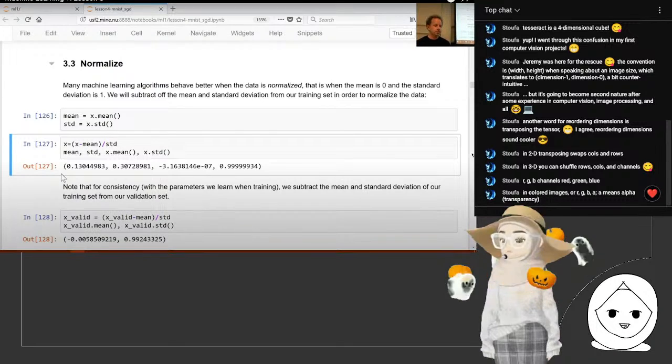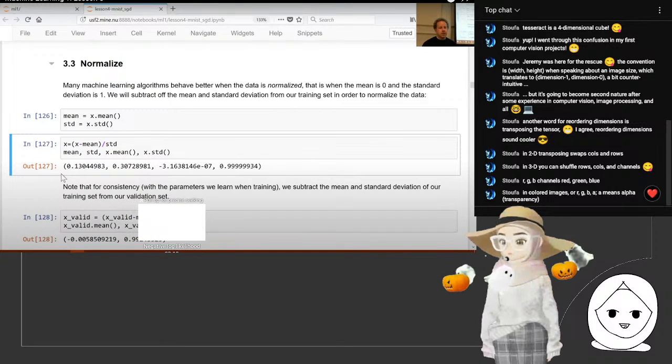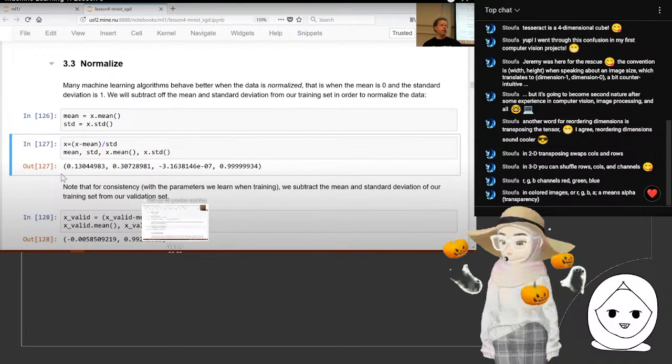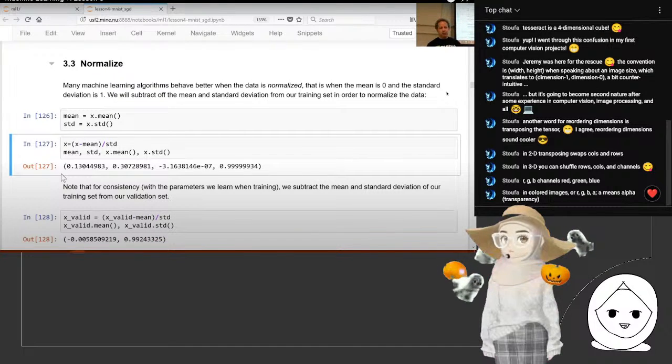So I'm having a bit of trouble imagining what would happen if we don't normalize in this case. So we'll get there. This is kind of what Yannette was saying: why do we normalize? And for now, we normalize.